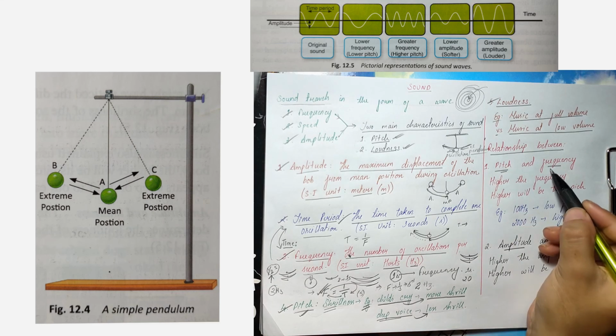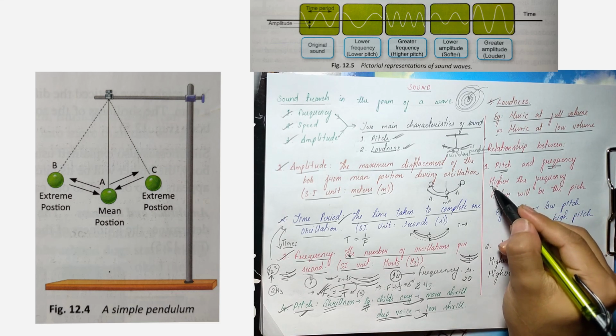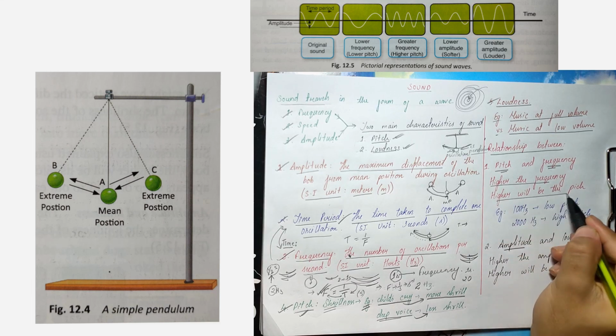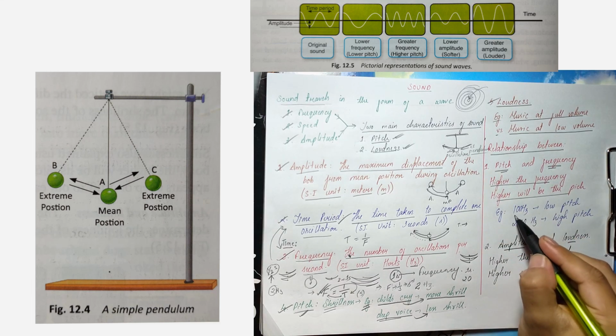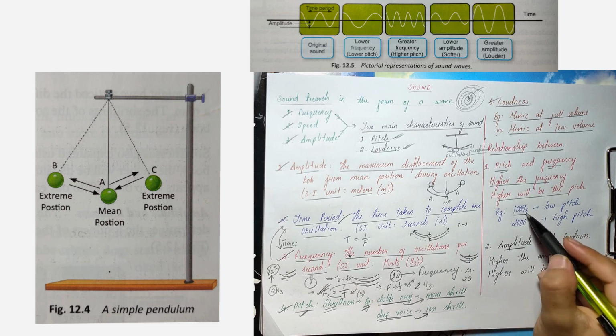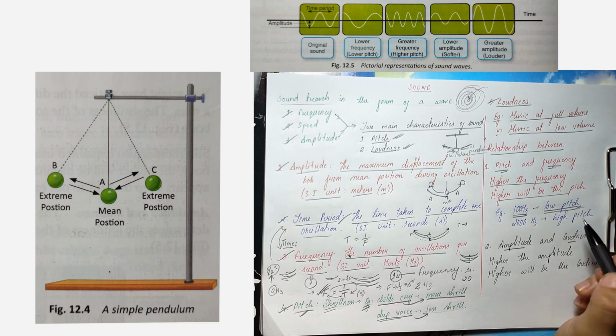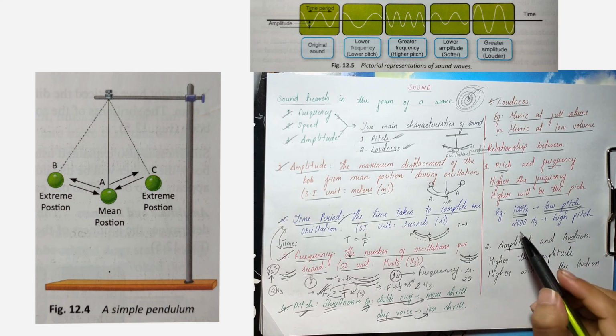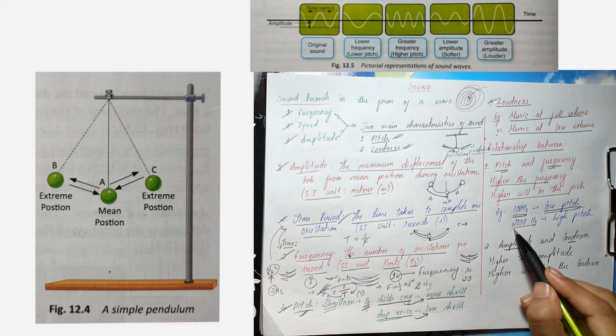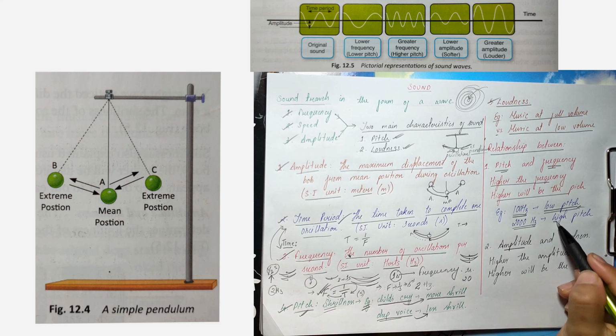For pitch and frequency, it is very simple. Higher the frequency, higher will be the pitch. So for example, a 100 hertz sound, that is the 100 hertz frequency, is considered to have low pitch. These sounds are not irritating to our ears, or they don't feel sharp to our ears. On the other hand, 2000 hertz is considered to be of very high pitch and it is irritating to our ears.